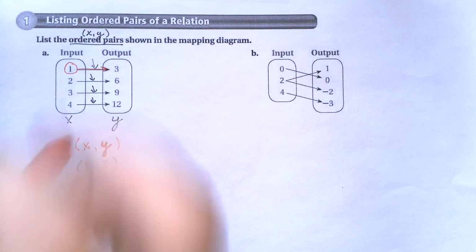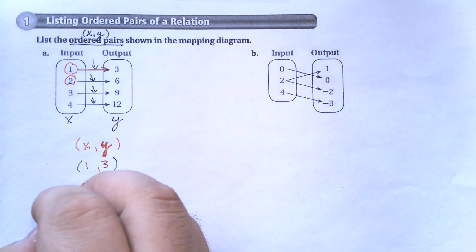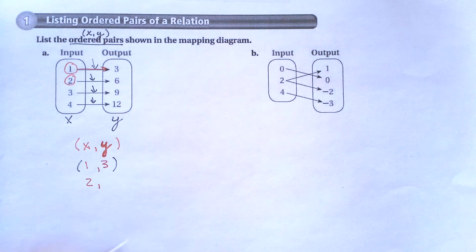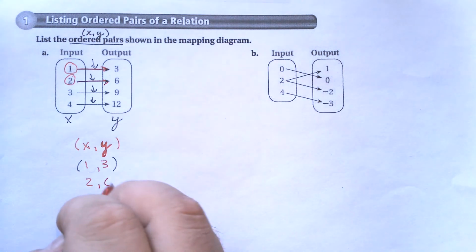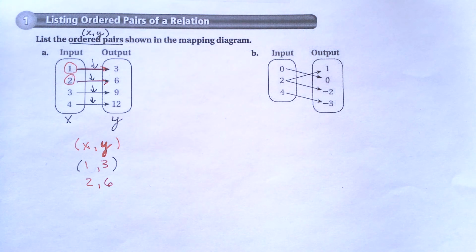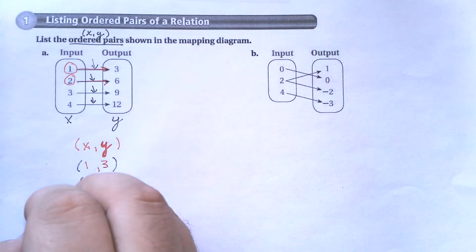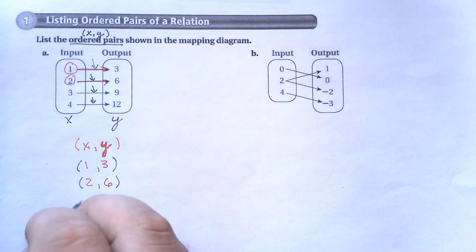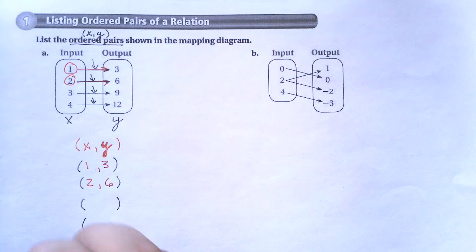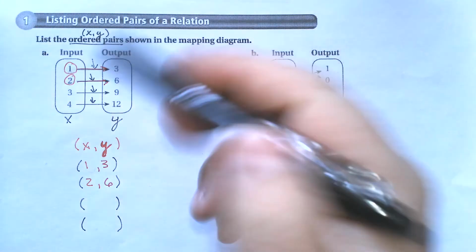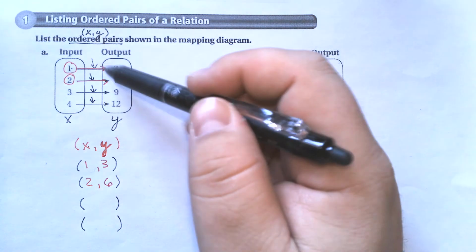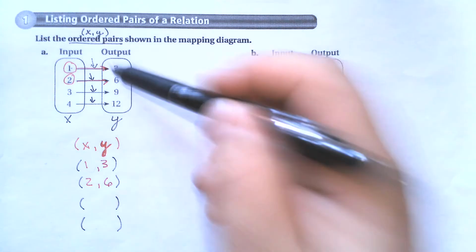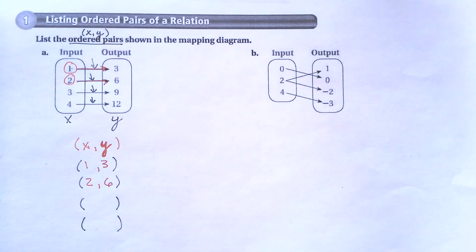If I do the same thing for 2, I'm going to get 2, comma, and then if I follow my arrow all the way from 2, it goes to 6. So that doesn't mean I'm increasing 2 to 6, I'm pairing 2 with 6. And I've got a total of 4 of these. I don't know how many I have by counting what's in here or here. I don't know how many I have for input or output. I count the number of arrowheads, and that'll be important when we get over here, okay?